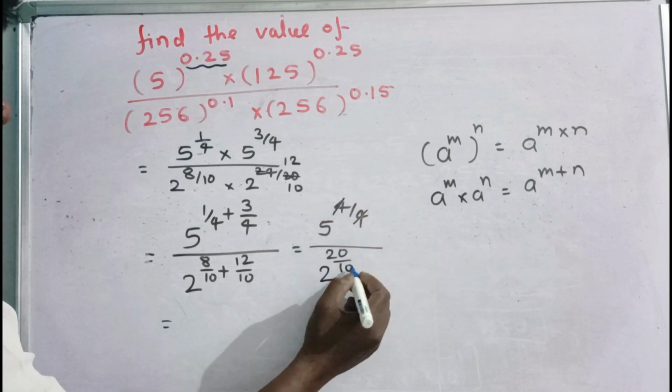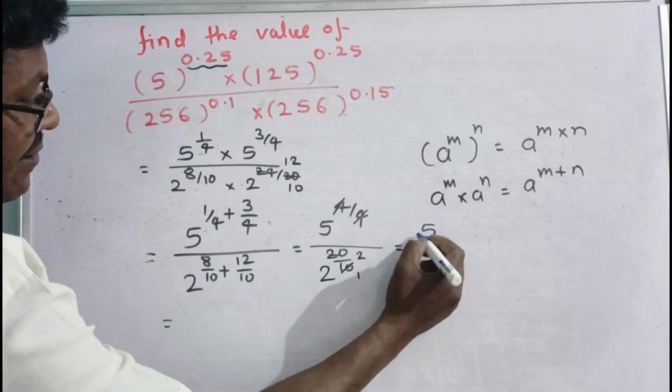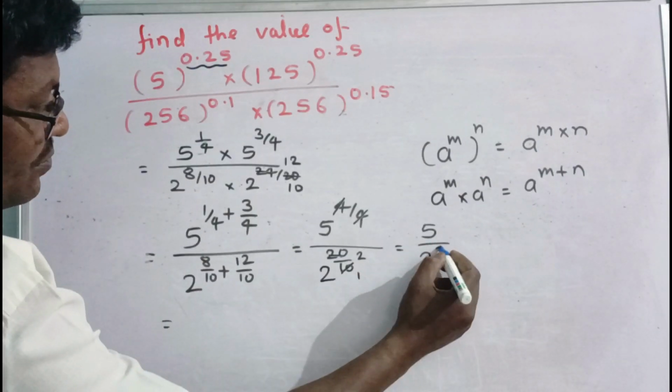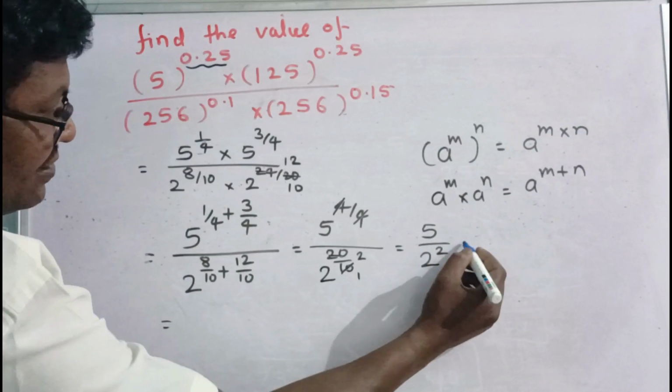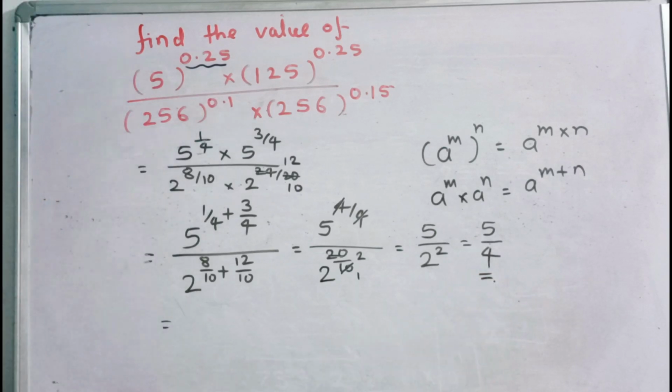4 get cancelled, 10 over 10, 10 to the 20, 5/2 raised to the power 2, but 2 raised to the power 2 square is 4, answer is 5/4.